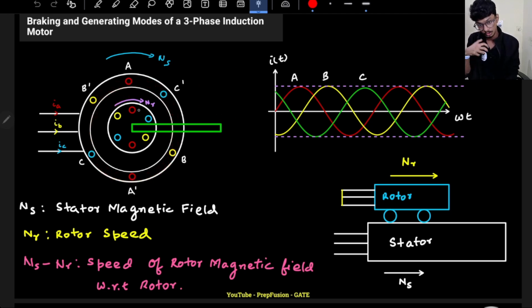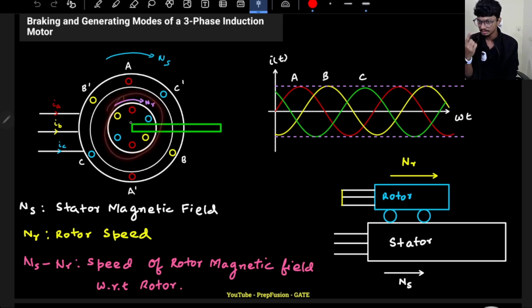Now that rotating magnetic field will cut the rotor conductors, because initially the rotor is stationary. Then the rotor will start rotating because due to Lenz's law, it will try to oppose the change. Initially what was the flux cut? Zero. So it will try to keep the flux cut zero. So it will follow the rotating magnetic field, right? So the rotor also will try to rotate in the same direction as the rotating magnetic field.